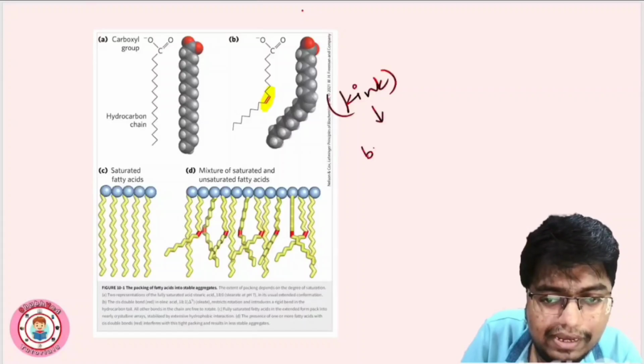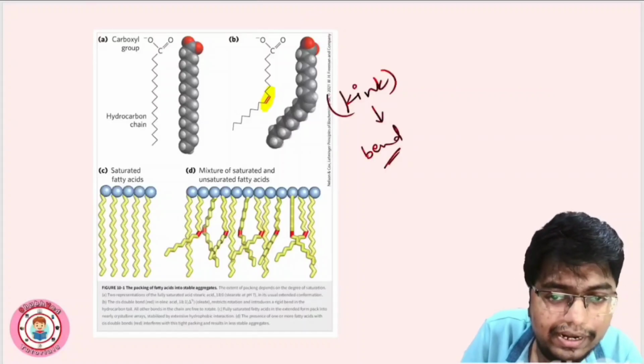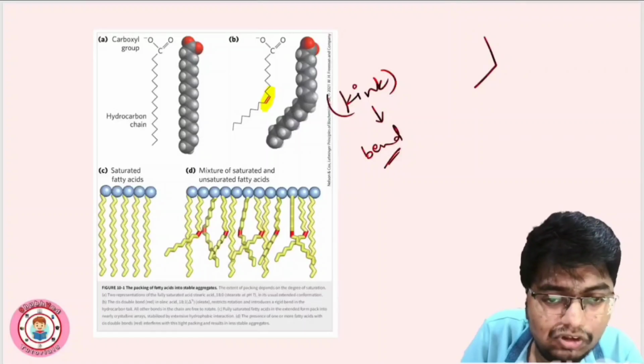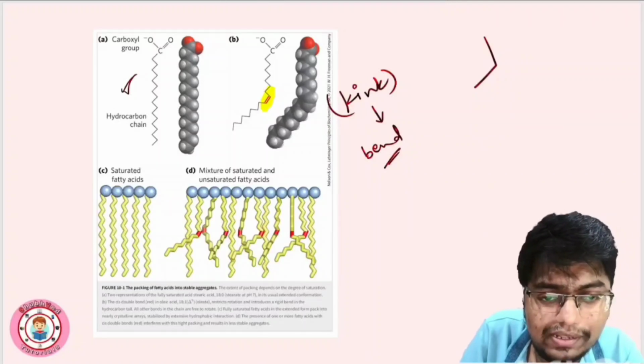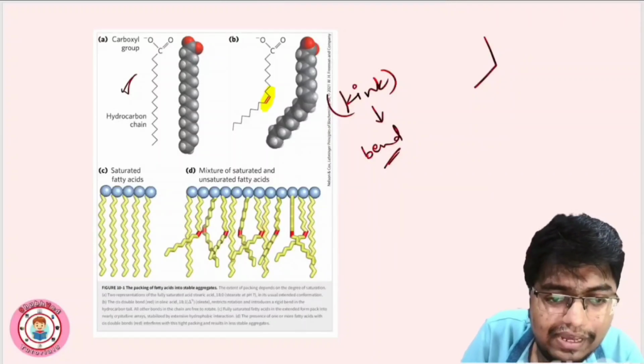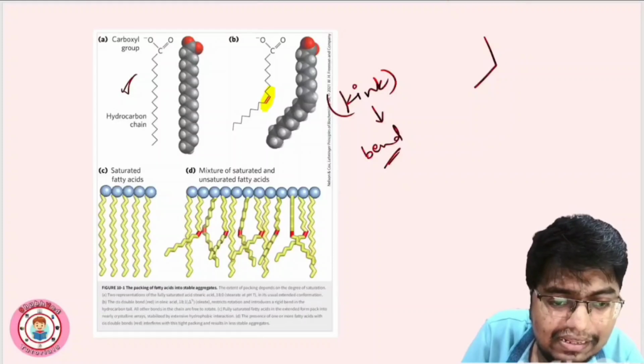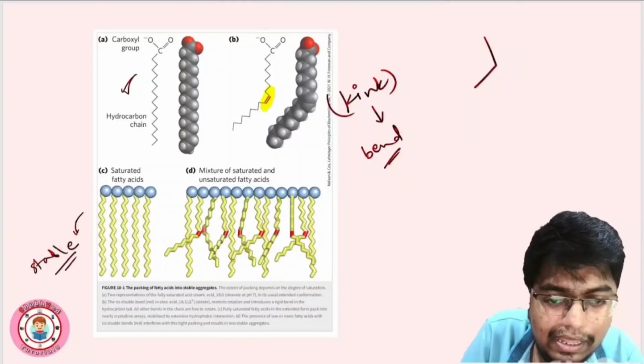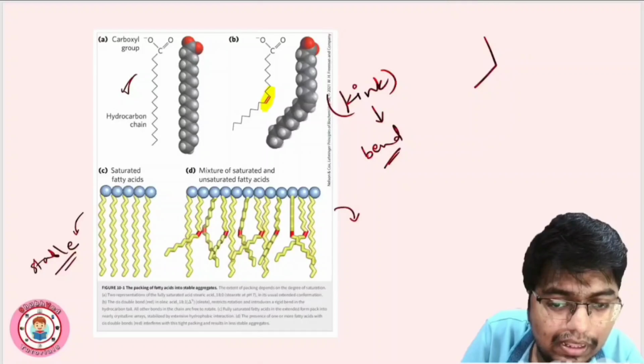Okay. We can say band in simple words, right? Band because of unsaturation. And here saturated, linear chain, so there is no band. So you can see when there is saturated fatty acid, the arrangement is stable. This we can call stable arrangement. And when there are unsaturated fatty acids, there is instability, unstable arrangement.